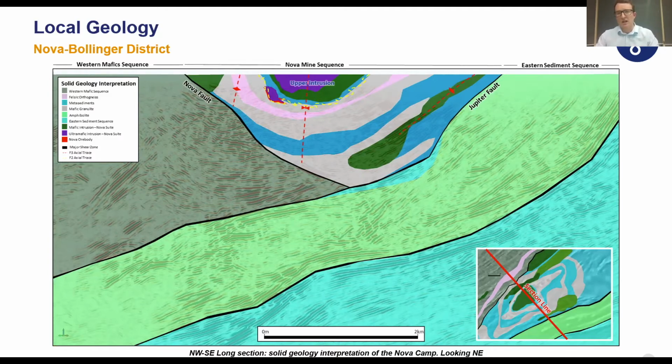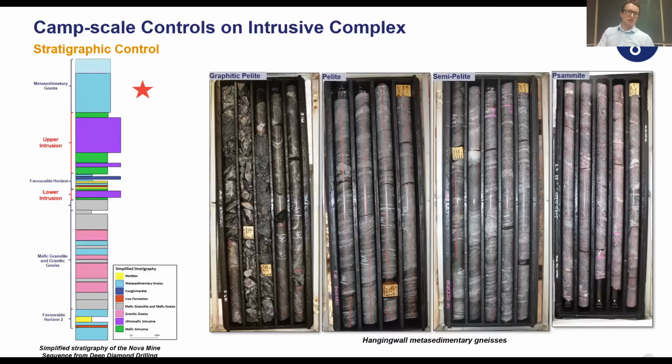It's got strong focus, whereas a lot of the other intrusions that we have are much more sill-like or much larger dike-like intrusions. So I want to take a look at two key controls, what we think forms that pipe-like geometry, and then how we can target that. We'll start off with stratigraphy. I've got a very schematic stratigraphic section on the left-hand side. I want to take you through some of the host stratigraphy around Nova-Bollinger. So the upper and the lower intrusion are located here, with the Nova ore body associated with that lower intrusion.